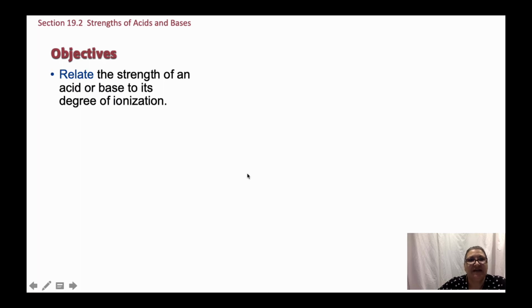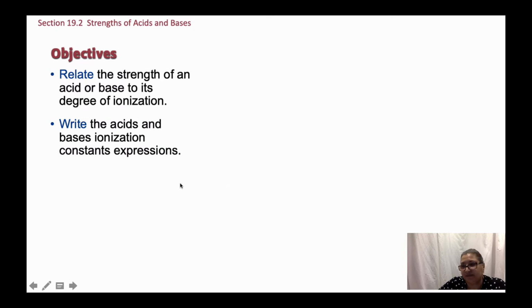Hello everyone. Today we're going to go over 19.2, strength of acids and bases. We're going to relate the strength to the degree of ionization and ionization constant. And we're going to write the expression for both acids and bases.